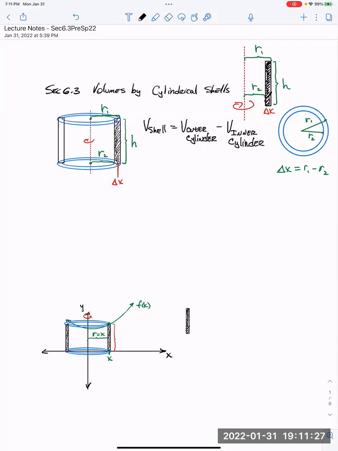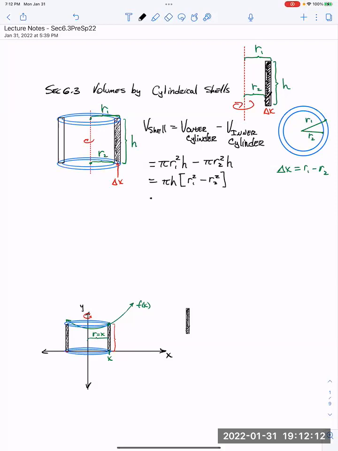Okay, remember the outer cylinder has the radius R1 and the inner cylinder has the radius R2. So now when we do this, the volume of a cylinder is pi r squared h. So the volume of our outer cylinder would be pi r1 squared h, and our inner cylinder would be pi r2 squared h. And so if we take out the greatest common factor, that would be pi h, right? And then we're left with r1 squared minus r2 squared.